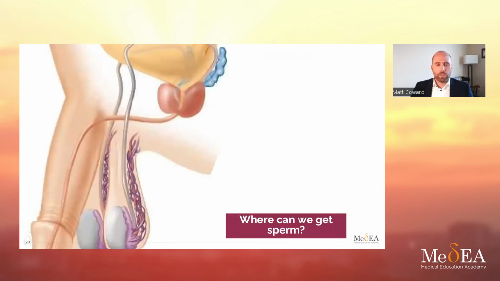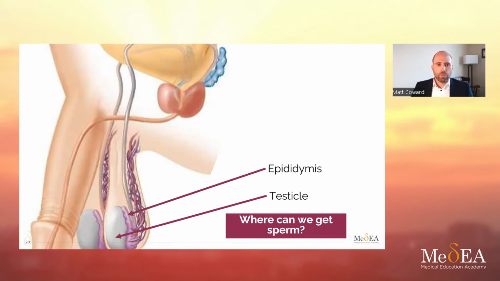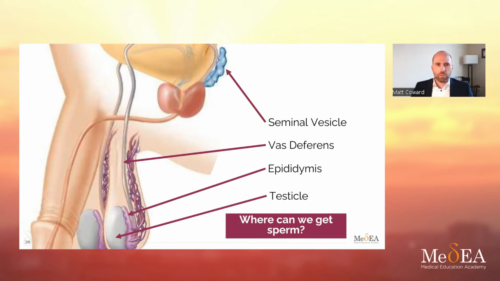So from where can we get sperm during a sperm retrieval? Well, basically anywhere. We can get it from the testicle, the epididymis, and the vas deferens. We can get sperm directly out of the seminal vesicle. We can get sperm out of the bladder. And then obviously we get sperm out of the semen, though we wouldn't need a retrieval if we can get sperm out of the semen. So these are the areas where sperm retrievals can occur anatomically.